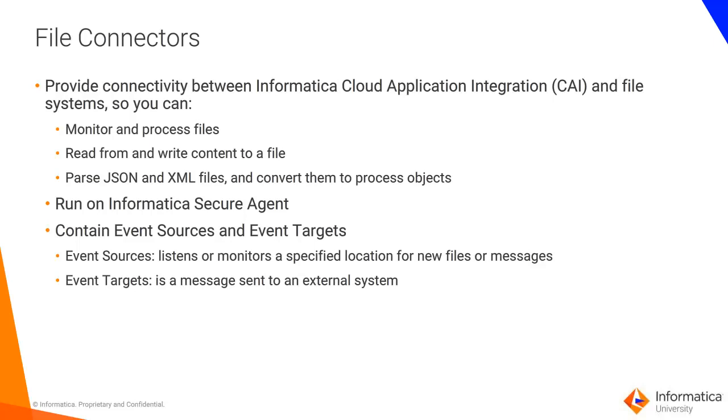The file connector runs on the Informatica Secure Agent. For each file connection, you can define event sources and event targets. An event source serves as an event that listens or monitors a specified location for new files or messages. You can then access the event source in a process to consume the process objects generated by the event source. An event target is a message that is sent to an external system. For example, you can define an event target that reads from a process object and writes to a comma-delimited file.